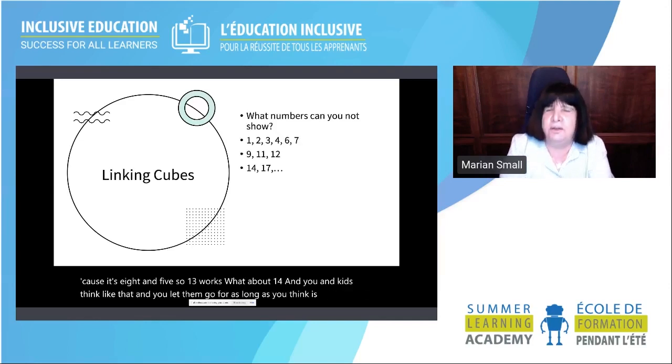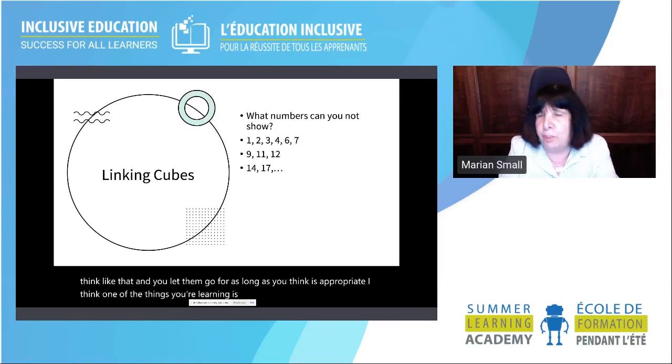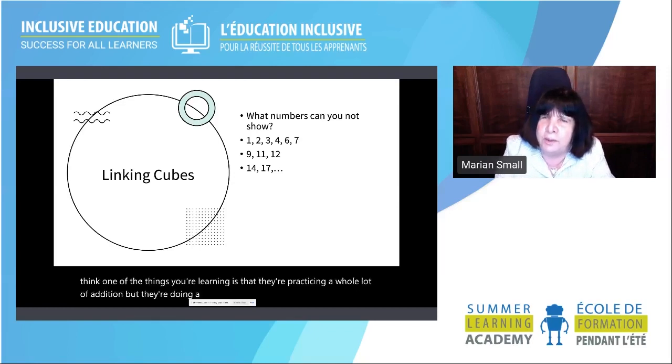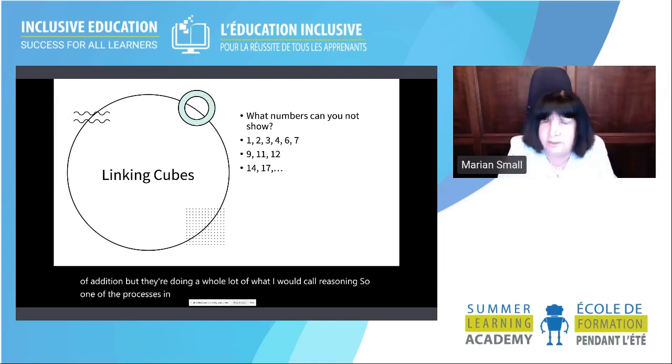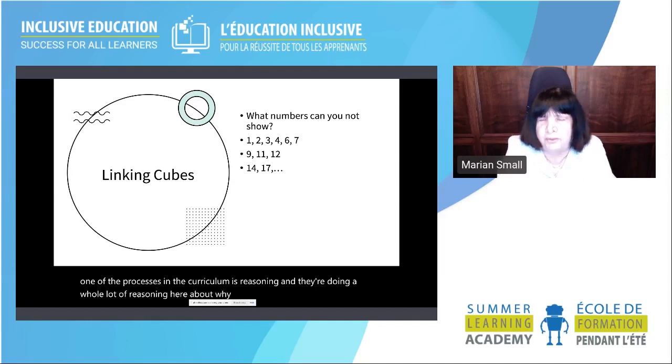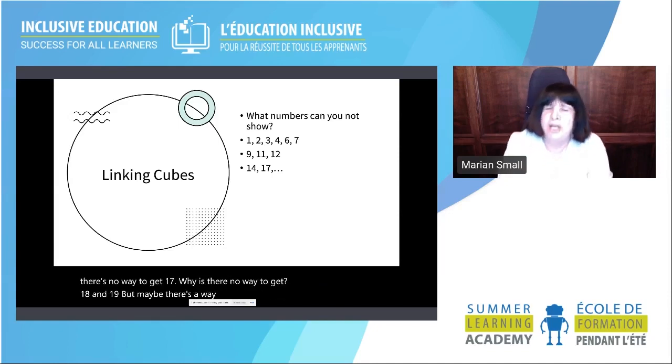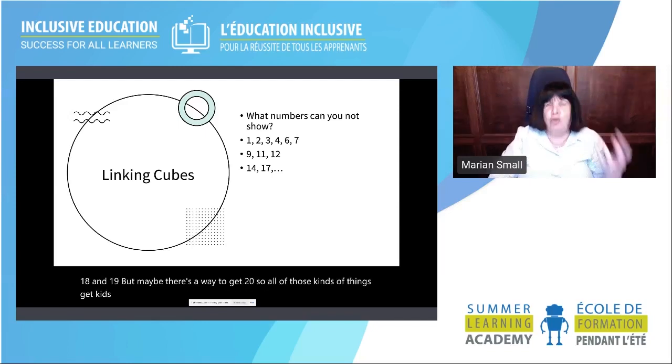I think one of the things you're learning is that they're practicing a whole lot of addition, but they're doing a whole lot of what I would call reasoning. So one of the processes in the curriculum is reasoning, and they're doing a whole lot of reasoning here about why is 16 possible but 17 not? Like there's no way to get 17. Why is there no way to get 18 and 19, but maybe there's a way to get 20? So all of those kinds of things get kids thinking a lot about number, develop a lot of number sense.